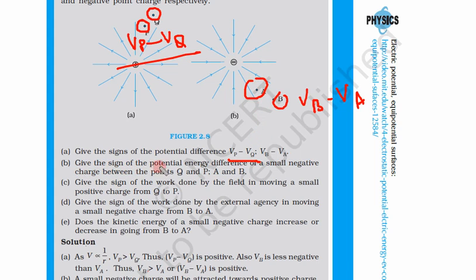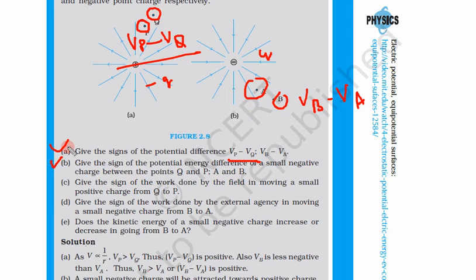Second, give the sign of the potential energy difference of a small negative charge between Q and P, and A and B. Now we have a small negative charge, let us say minus q, traveling in the first case from Q to P, in the second case from A to B. We have to tell the sign.